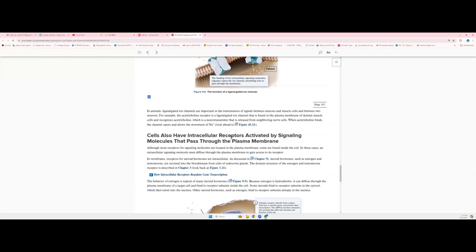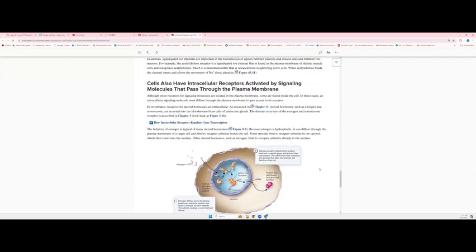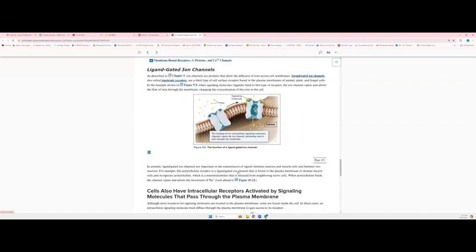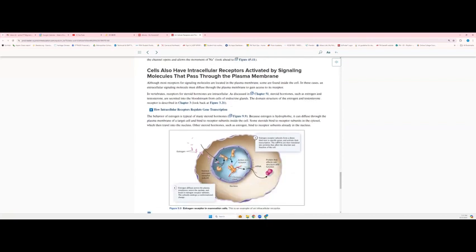Cells also have intracellular receptors activated by signaling molecules that pass through the membrane. For all the examples we've been talking about, the receptors span both the extracellular space and the intracellular space. Now we're going to talk about the receptors inside of the cell.